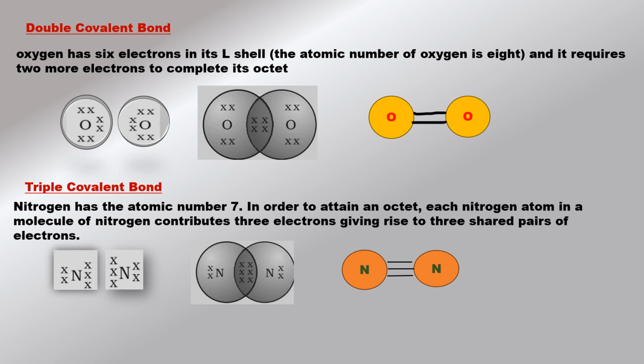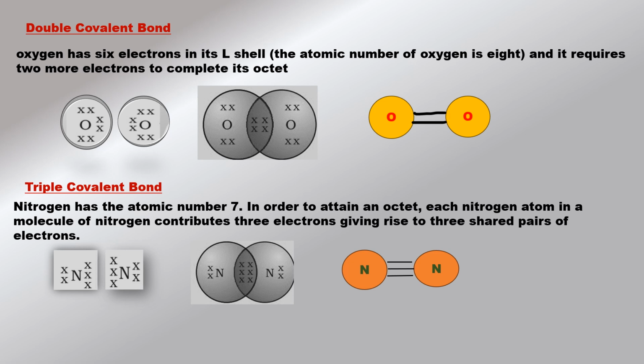Double covalent bond. Oxygen has 6 electrons in its L shell. The atomic number of oxygen is 8, and it requires 2 more electrons to complete its octet. So each atom of oxygen shares 2 electrons with another atom of oxygen to give us the structure. The 2 electrons contributed by each oxygen atom give rise to 2 shared pairs of electrons. This is said to constitute a double bond between the 2 atoms.